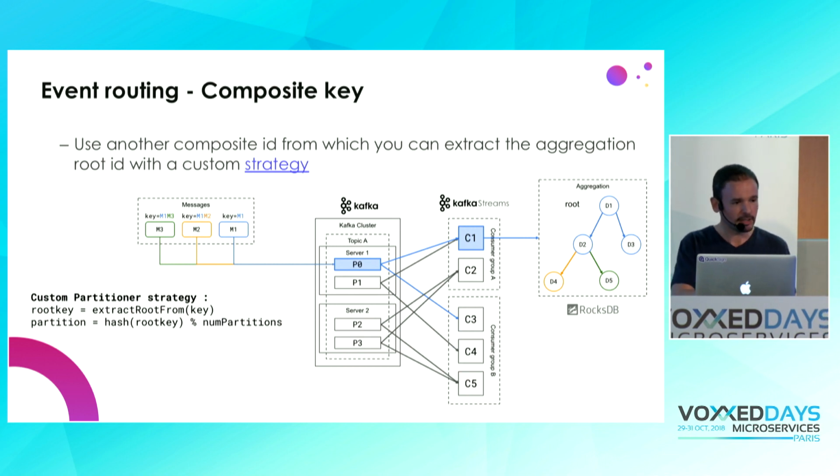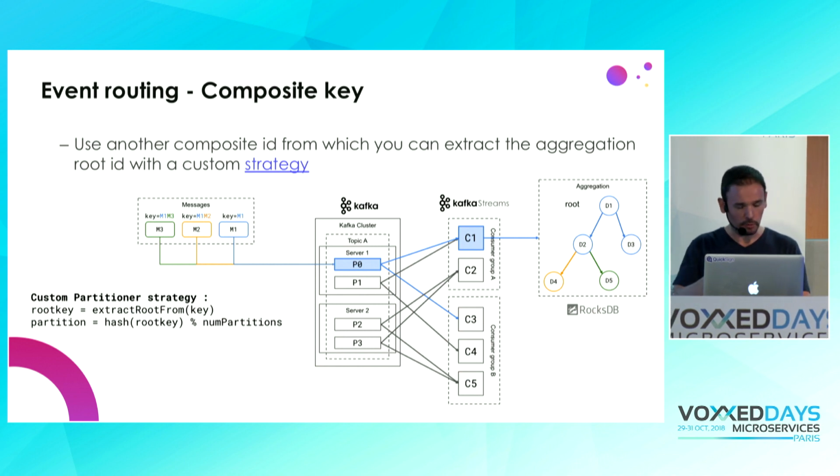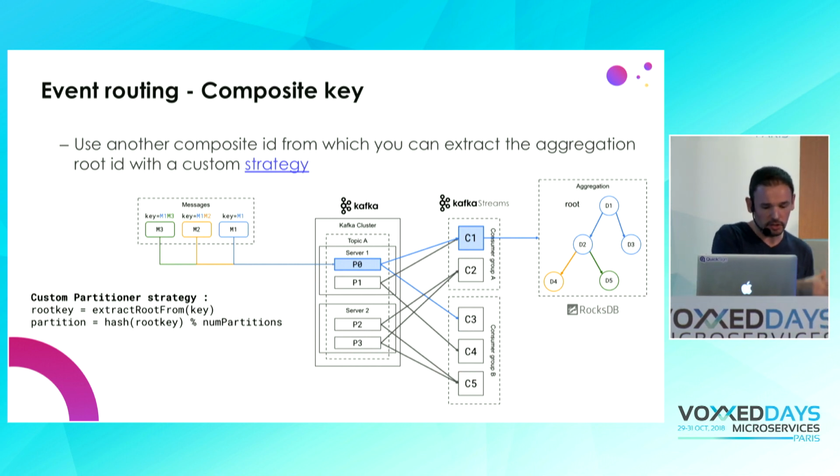So at Quicksign, each time we produce events to a Kafka topic, we produce them with some kind of composite key, with a custom partitioner strategy, which is able to extract the root key from the key.